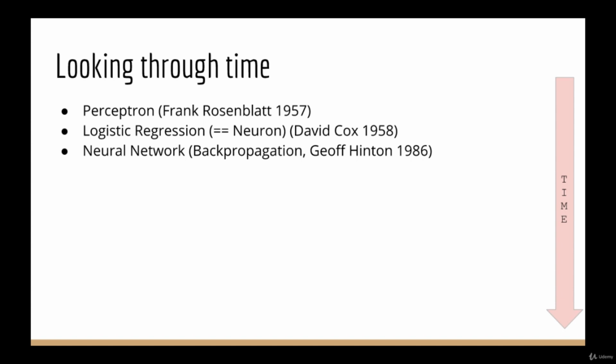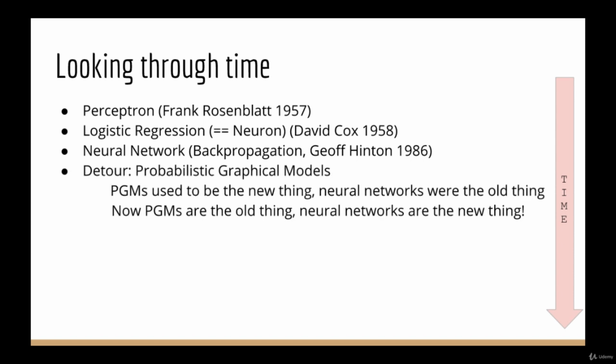This is when algorithms like backpropagation were invented, which happened in 1986 by Geoff Hinton. After this time, people weren't really paying attention to neural networks and instead leaned towards probabilistic graphical models. It's funny because probabilistic models used to be the new thing, and neural networks were the old thing, and now neural networks are the new thing, and probabilistic models are the old thing.